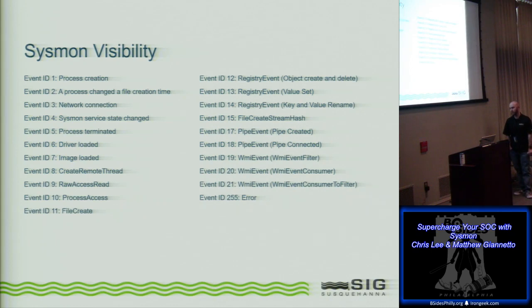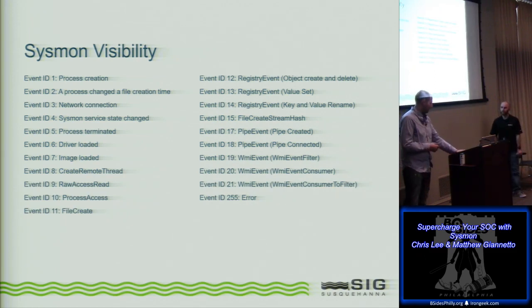Another one that's interesting is create remote thread, event ID number 8. Create remote thread is if you're injecting a thread into another process. So attackers might use this to migrate to another process in order to get certain privileges or to hide their malware on your system. Sometimes if you're running Mimikatz on a system and you want to dump credentials out of LSASS, it's going to inject a remote thread into LSASS, and you can detect Mimikatz style attacks.